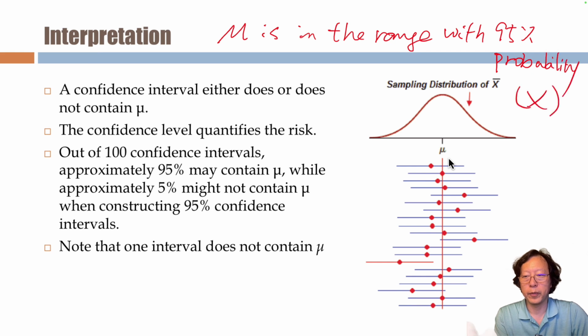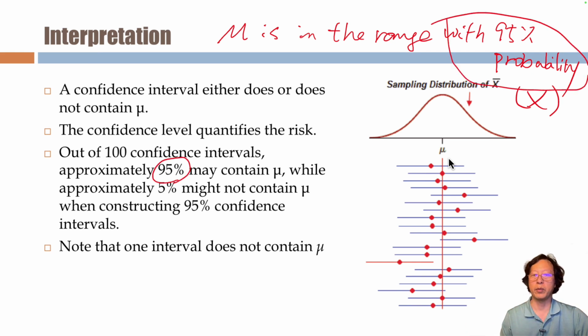But this is wrong. Here 95% confidence does not mean a 95% probability. The reason is that technically this is wrong, because mu is a deterministic value. It is not a random value. So there's no probability. The mu is in the range or not. It's clear. There's no probability. So this is technically a wrong statement.